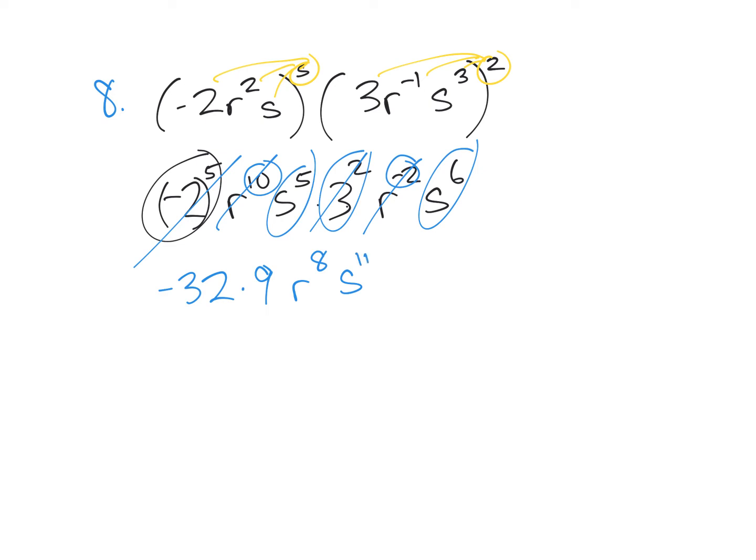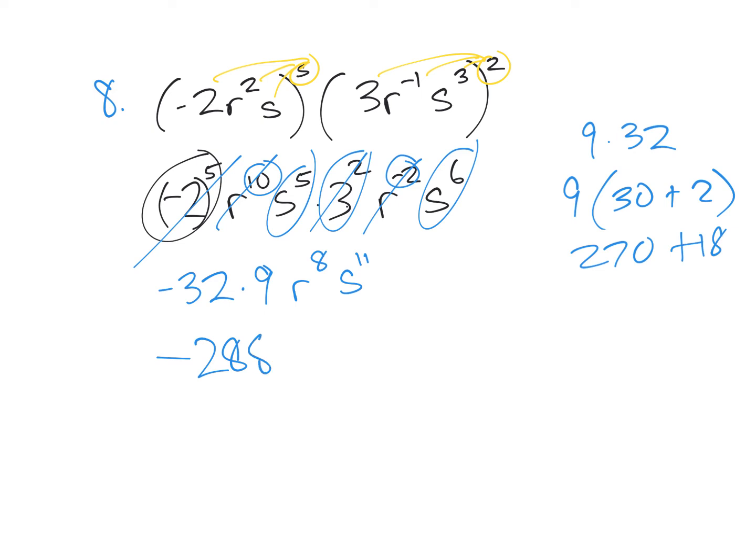All right, so the r and s are done, but now you take 9 times 32. What you should do, you should do that in your head. 9 times 32, here's how you should do it. 9 times 30 plus 2. So in your head you have 270 and 18, that's 288. You can do that in your head.